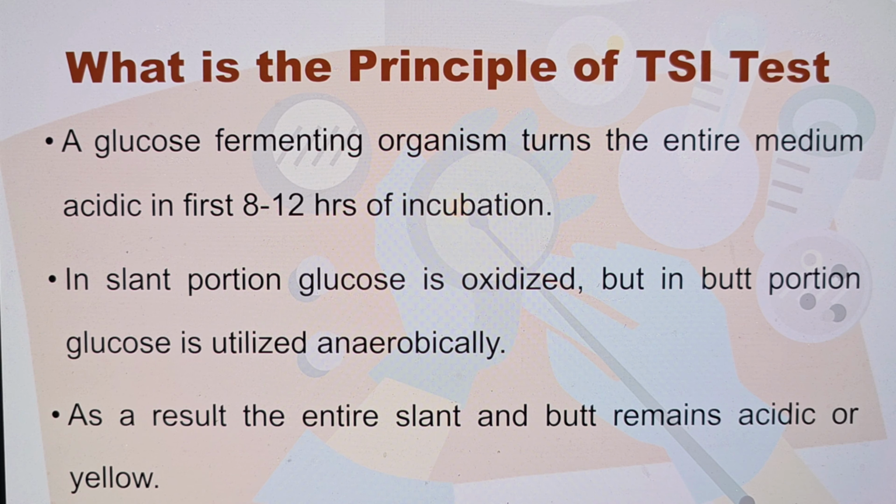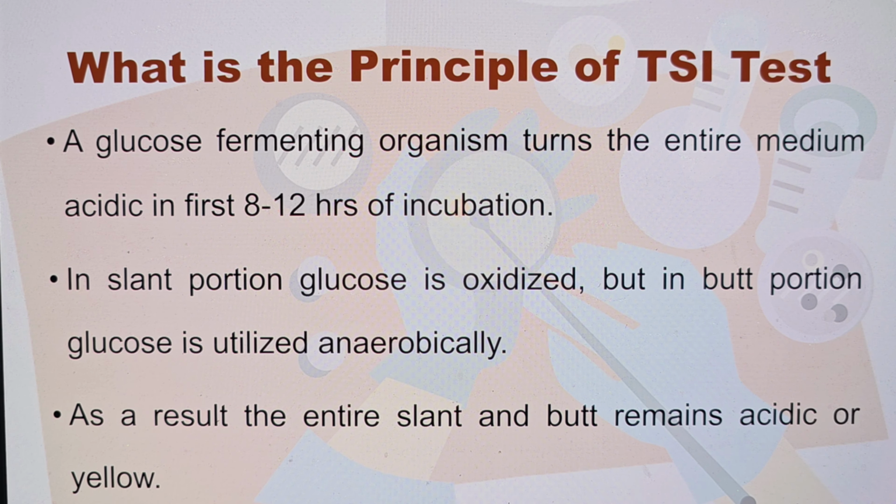The principle behind the TSI test. A glucose fermenting organism turns the entire medium acidic in the first 8 to 12 hours of incubation. So please remember the incubation time, that is 8 to 12 hours of incubation. Then in the slant portion glucose is oxidized, but in the butt portion glucose is utilized anaerobically. As a result, the entire slant and butt remain acidic or yellow.